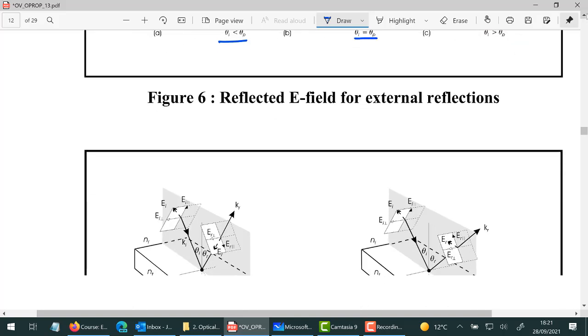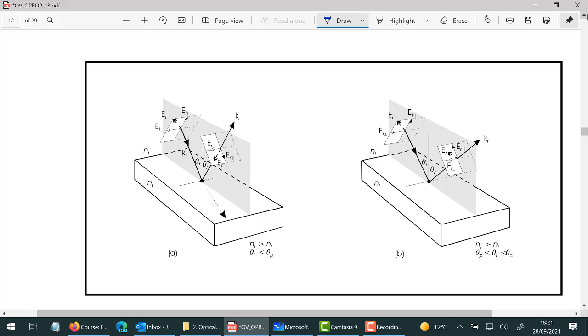We can do the same thing again going from high refractive index to low refractive index, and you'll see the same sort of thing. Whether R is positive or negative depends on whether it flips or not, and the same here for less than Brewster's angle and for some value between the critical angle and Brewster's angle.